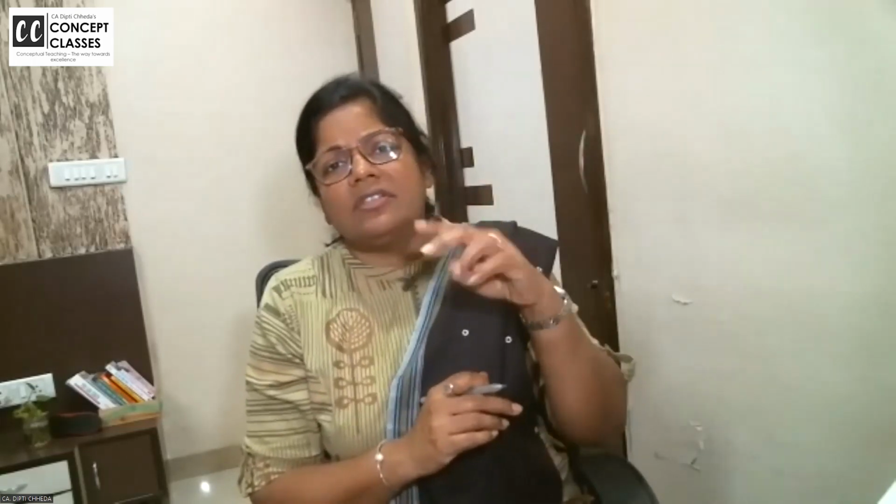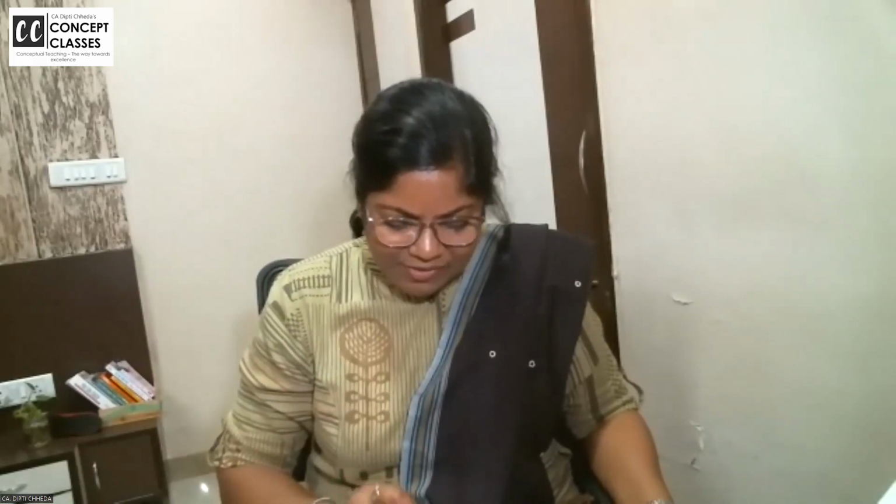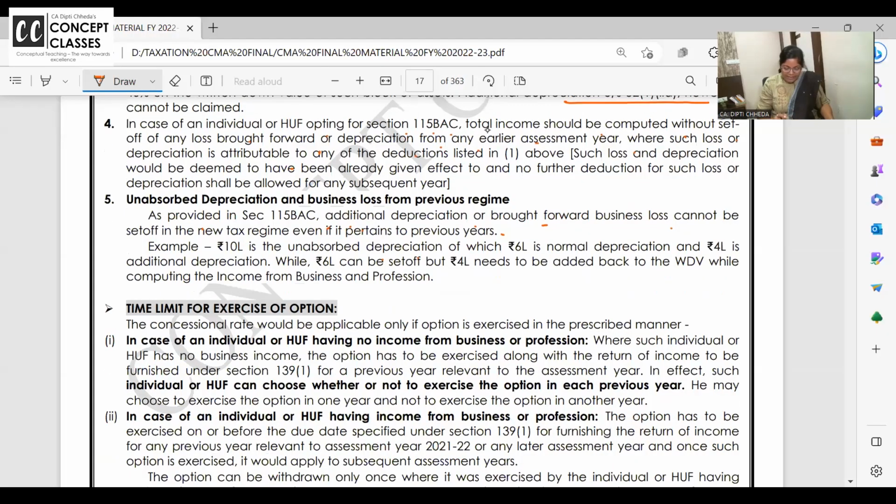Now, ma'am, but unabsorbed depreciation brought forward is 3 lakh because of the normal depreciation, 2 lakh because of additional. 2 lakhs will lapse. Now you will not get set off. Clear? I'll give one more example also, and that will make it more clear. Look at this. 10 lakh is unabsorbed depreciation, of which 6 lakh is normal depreciation and 4 lakh is additional depreciation. 6 lakhs can be set off. 4 lakhs to be added back to the WDV.